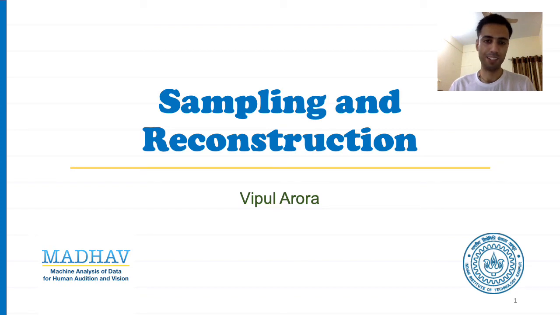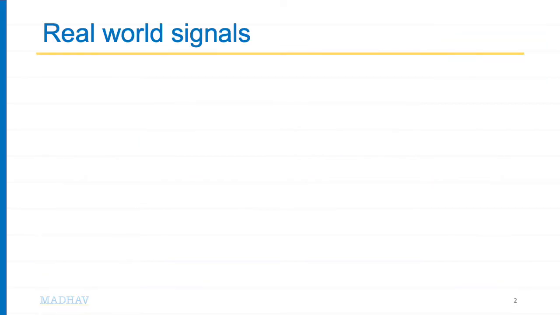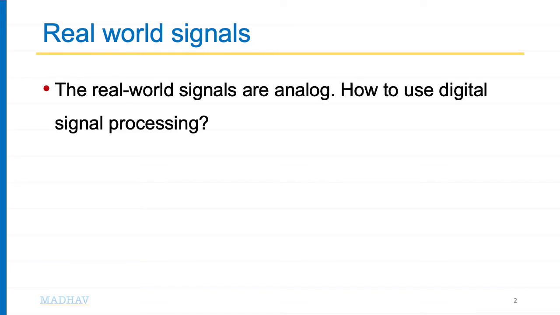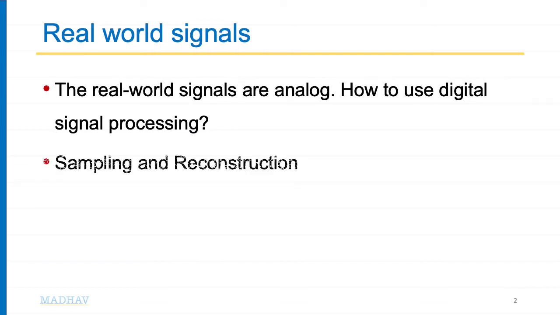Hi everybody. In this lecture we are going to discuss sampling and reconstruction. So we have studied in this course about digital signal processing, but the real world signals are analog. They are not digital. Then how do we use all these digital signal processing concepts, like designing digital filters, in the real world scenario? So the answer is that we take the real world signals, we sample them.